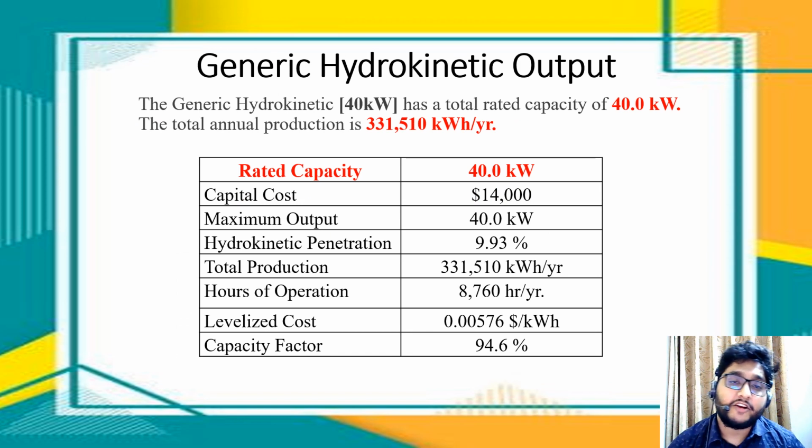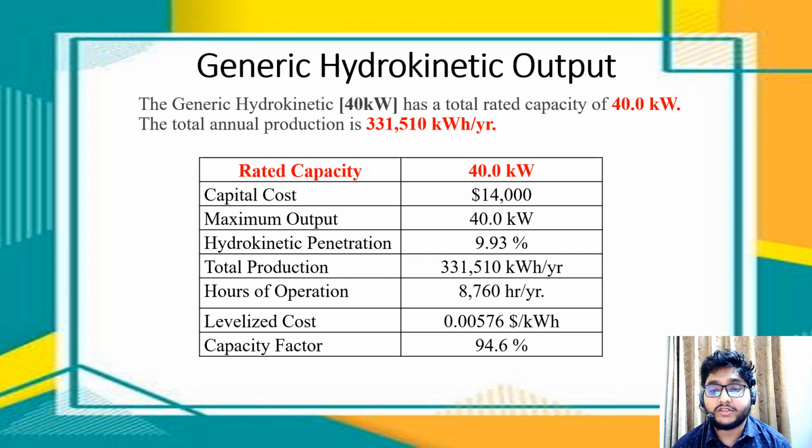Generic hydrokinetic output. The generic hydrokinetic 40 kilowatt has a total rated capacity of 40 kilowatt, and the total annual production is 3,31,510 kilowatt hour per year. Rated capacity is 40 kilowatt. Capital cost is $14,000. Maximum output is 40 kilowatt. Hydrokinetic penetration is 9.93%. Total production I told before.